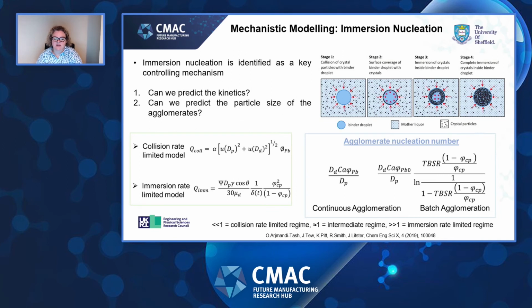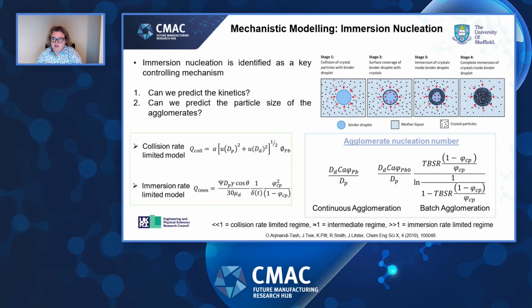So basically, you can picture the immersion nucleation mechanism as occurring. You have a droplet, and it's surrounded by particles that are suspended in liquid. Over time, the particles adhere to the surface of the droplet in stage 2. In stage 3, they slowly immerse themselves inside the binder droplet, and then in stage 4, you have complete immersion.